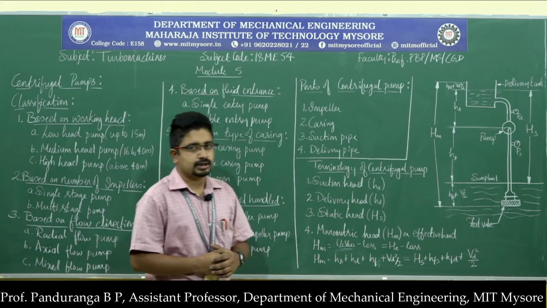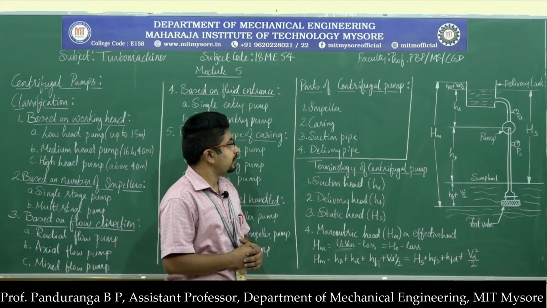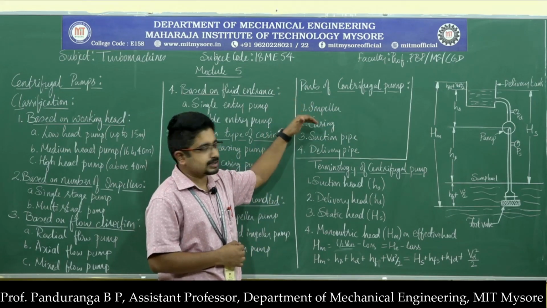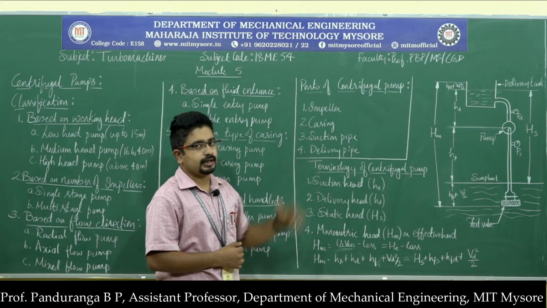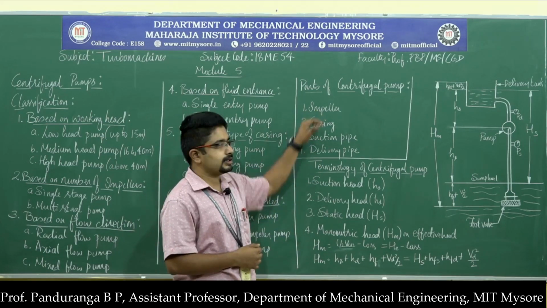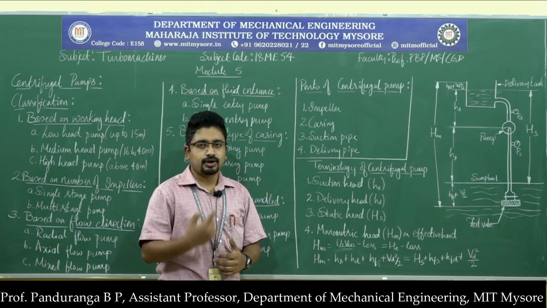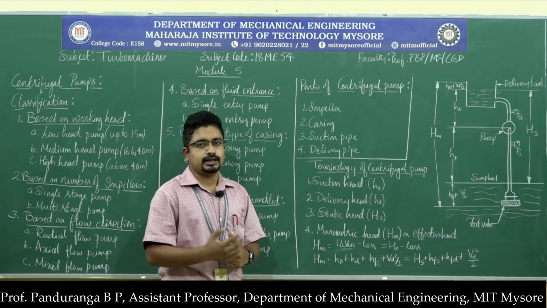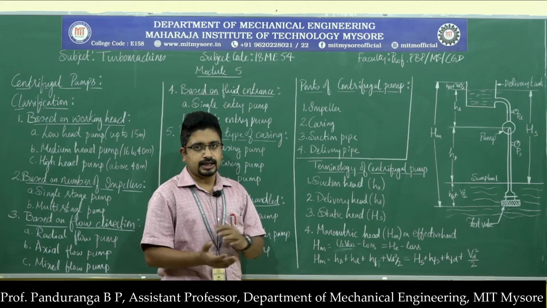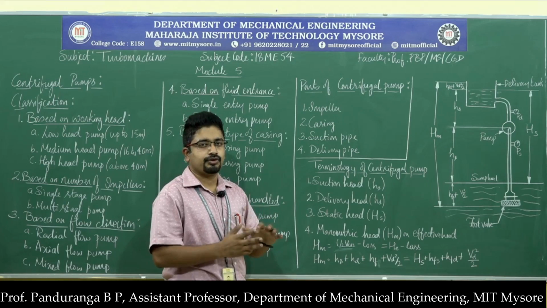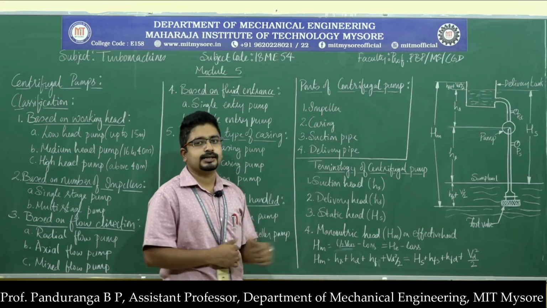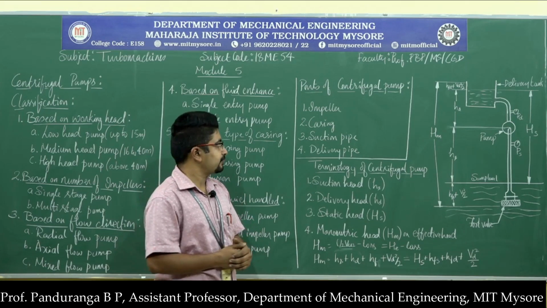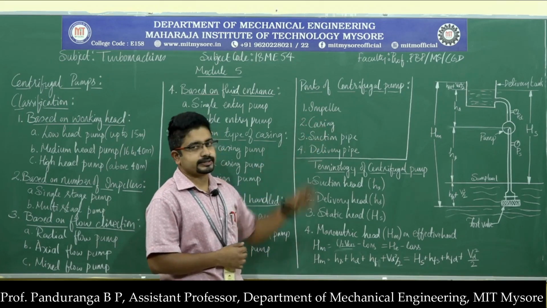Now let us come to the different parts of the centrifugal pump. The major parts are the impeller, casing, suction pipe and delivery pipe. The impeller is the mechanical device which will be rotating inside the casing, and that will transfer its energy to the fluid. So the energy interaction happens between the fluid and the rotating impeller inside the casing in a centrifugal pump. Then we have the casing.